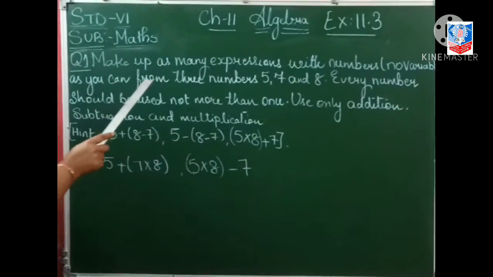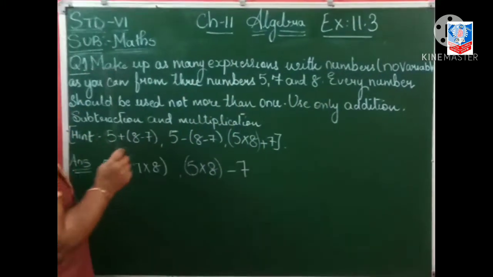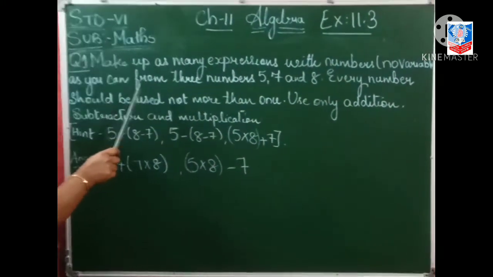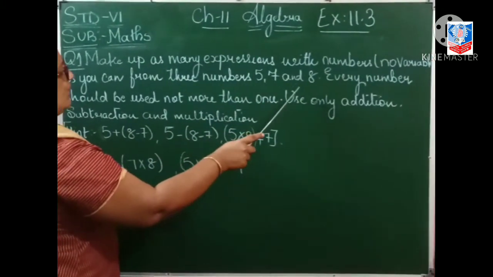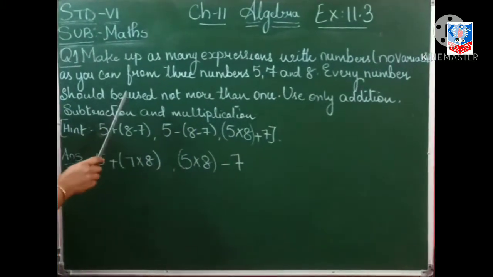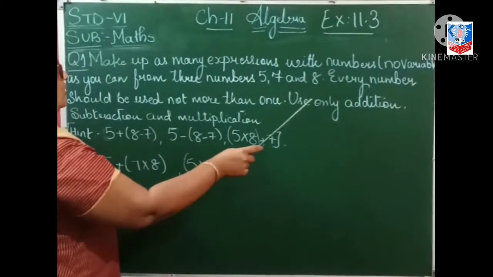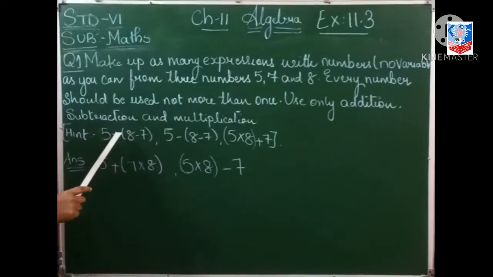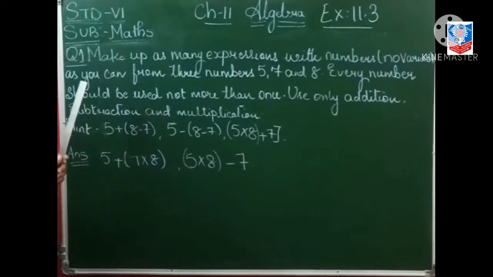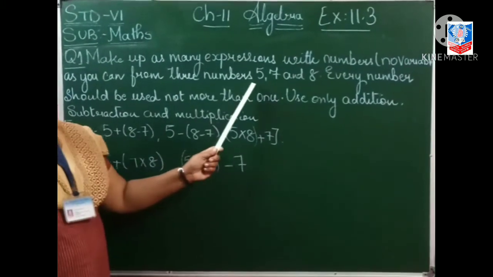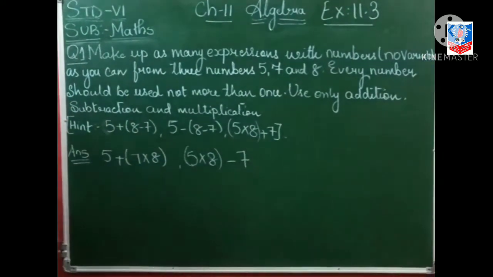Make up as many expressions with numbers, no variable, as you can from the 3 numbers 5, 7 and 8. Every number should be used not more than once. Use only addition, subtraction and multiplication. We have to make as many expressions with numbers 5, 7 and 8, and no variable is to be used.